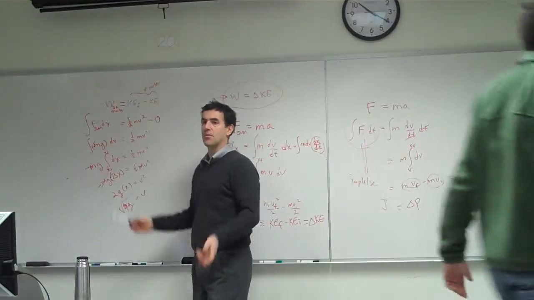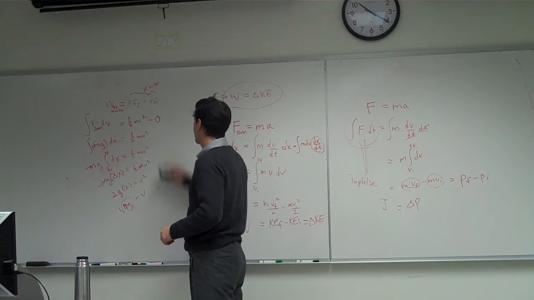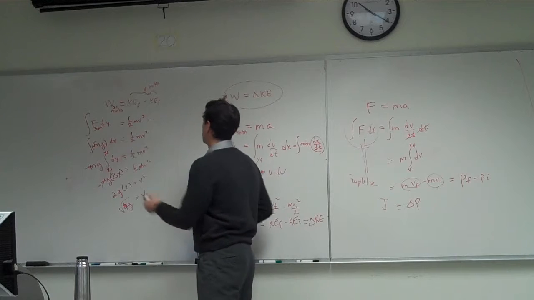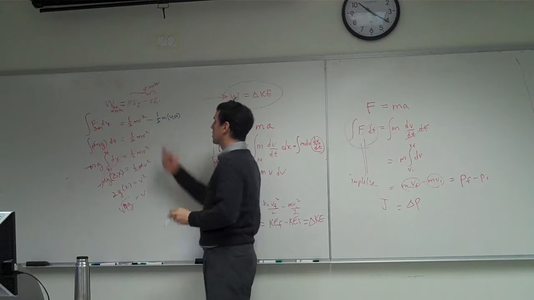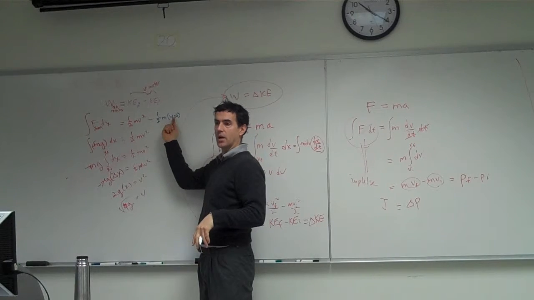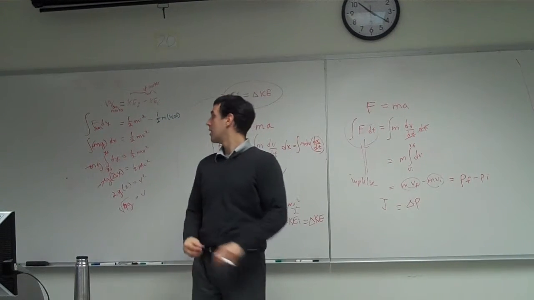Here, what's different is the initial kinetic energy is not zero. I'm throwing it up at 20 meters per second initially. So my initial kinetic energy, instead of zero, would be 1/2 m times 400, because it's 1/2 m times 20 squared. So my initial kinetic energy is not zero.